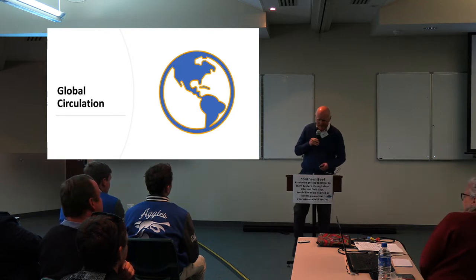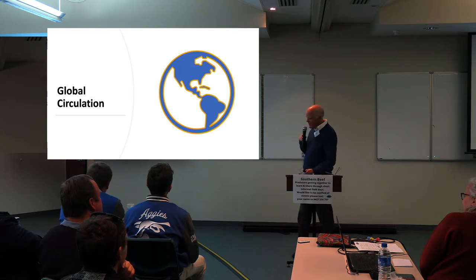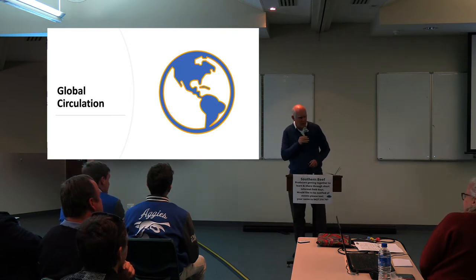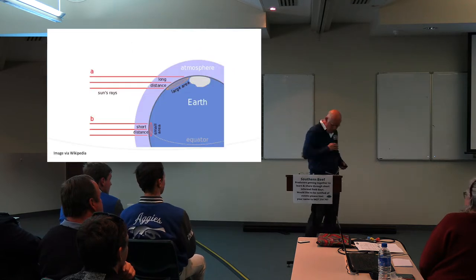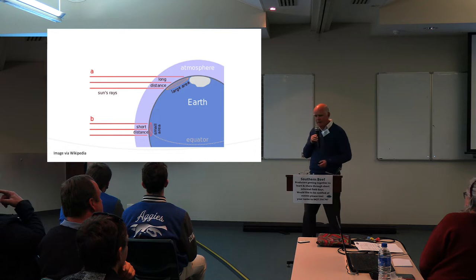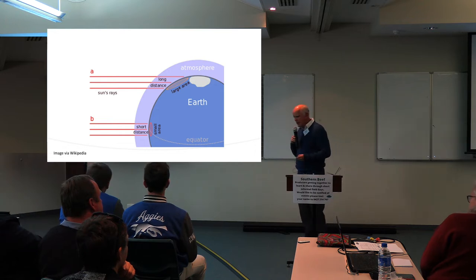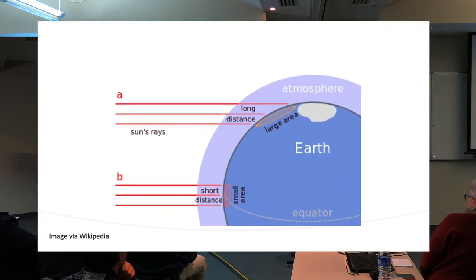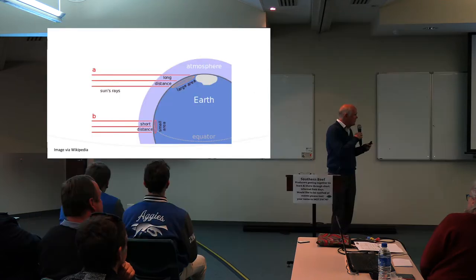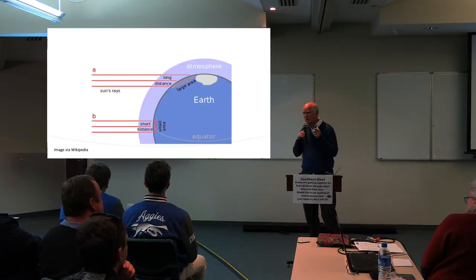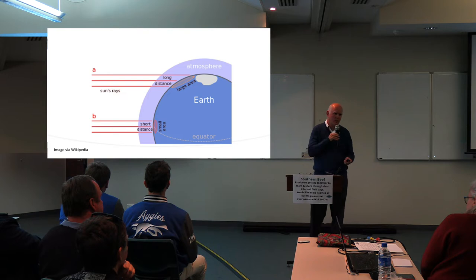Because the Earth is round, and because it is round, we get a variation in weather. It's because of the shape of the planet that we get the weather that we do. So the global circulation occurs because the Earth is round. And at the equator, you get the sun's rays coming in, as you do at the poles. It's exactly the same amount of energy that's hitting the Earth at the equator as it is at the poles, but the area at the equator, because the Earth is round, is much, much smaller where that energy is absorbed than over the poles. So there is more heat going in at the equator than there is at the poles.